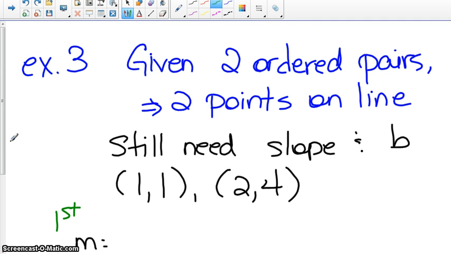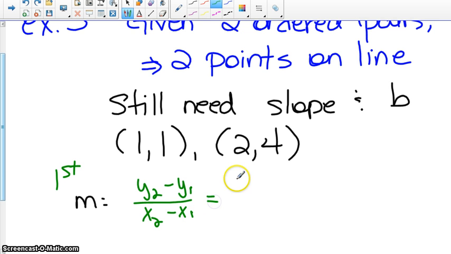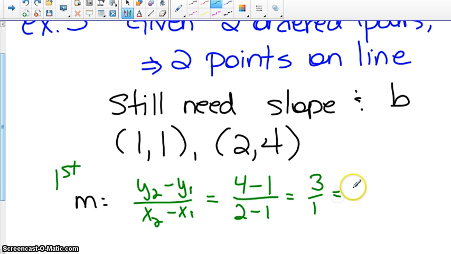Example 3. We are given two ordered pairs. All right, so 2 points on the line. So now we don't have a slope and we don't have a y-intercept. Well, we've already done the part where if we're given 2 points, we can find the slope, right? We should know that as y2 minus y1 over x2 minus x1. All right, so we fill those values in. 4 minus 1 over 2 minus 1. We get 3 over 1, which is 3. So we know the slope is 3.